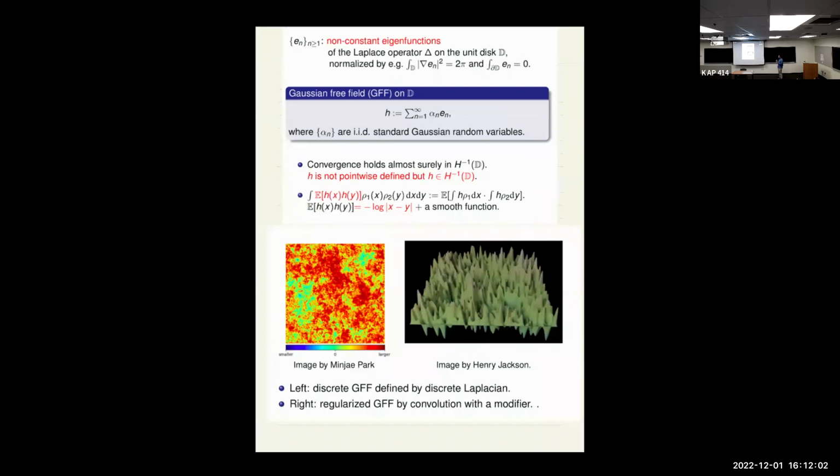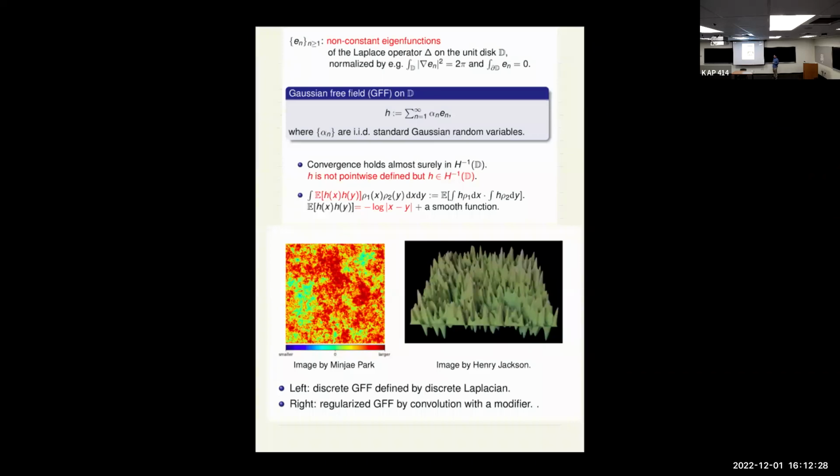It is a Gaussian generalized function, in the sense that if you want to characterize its covariance, the only way to do it is by testing against test functions. And in this sense, the covariance of the Gaussian free field has a logarithmic singularity. Because of that, it is not pointwise defined.